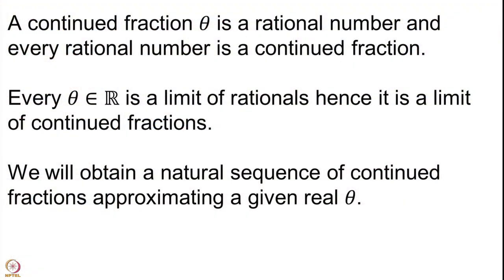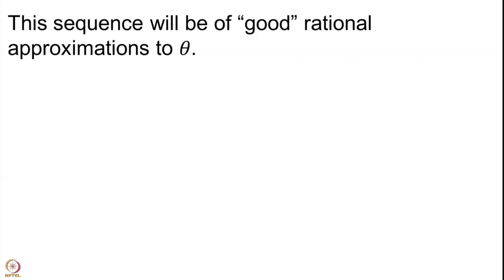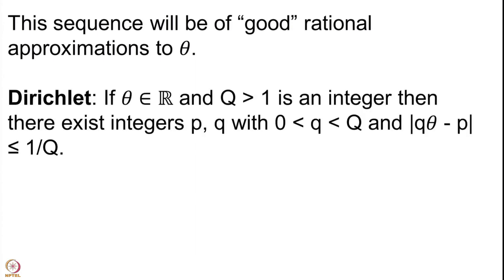So we will obtain a very natural sequence of continued fractions approximating a given real theta, and we will also see that this approximation is going to be the best one approximating the real number theta. So what do you mean by the best? I say here that it will be of good rational approximations. So good in the sense that whenever there is a real number theta and you have any integer capital Q bigger than 1, then Dirichlet proved for us that there are integers p and q with the property that 0 less than small q less than capital Q, the capital Q that we have fixed. And further, mod of q theta minus p is less than or equal to 1 upon capital Q.